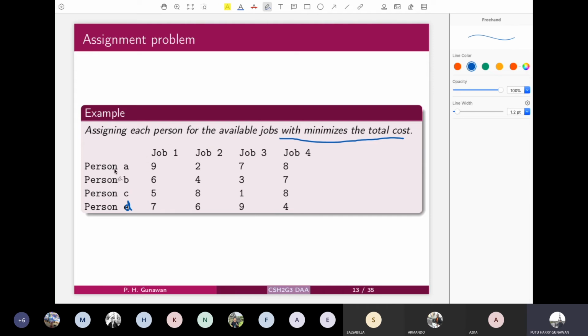So for instance, you choose person A and person B. For person A, you might find job 2, since this is the lowest cost, and so on. So we'll find out the solutions. Okay, how to solve this problem? Now we consider two solutions: first the brute force, and second the greedy algorithm.